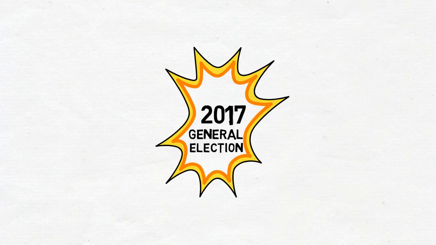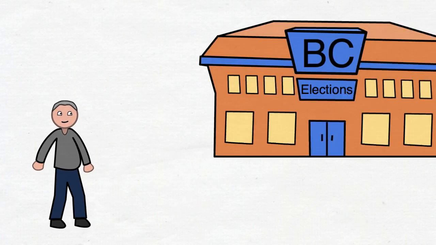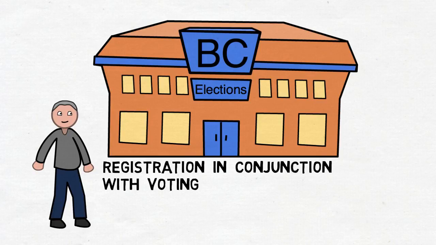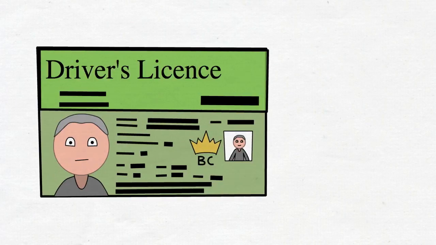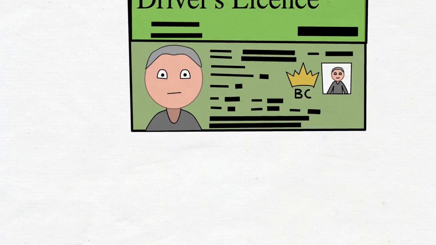After an election is called, one can still register, but only when they go in to vote. This is called registration in conjunction with voting. When one registers in this way, they must show identification that verifies their identity and residential address.